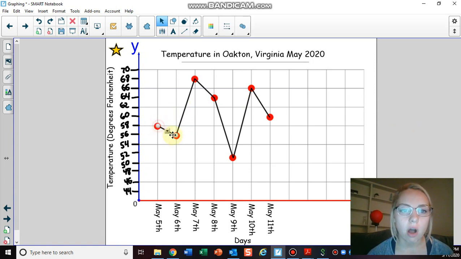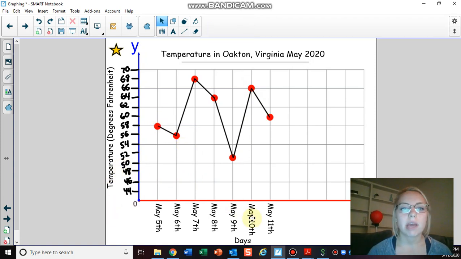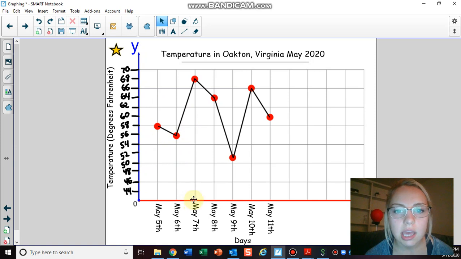You can see we have all of our data points in red. And you can see we've connected them all in black, so you can see how the temperature went up and down as the week went on. It was pretty steady here from May 5th to May 6th, and then it just kind of went up and down throughout the days. Now we can answer some questions.